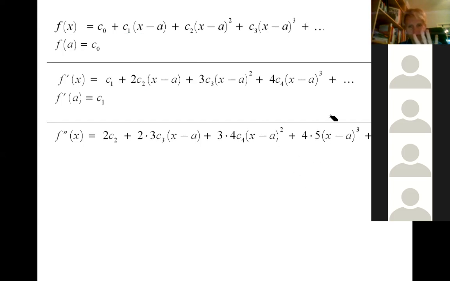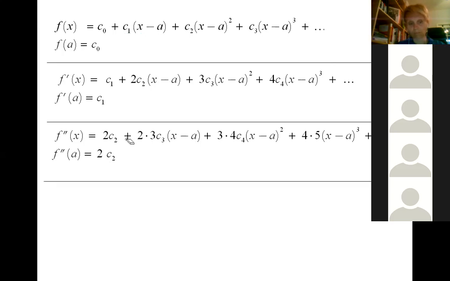You can probably pause the video and think about the derivatives, but that's how it is. The same thing, instead of x, a. All of the terms with x being a are gone. That means my second derivative at a is 2 c sub 2. What I'm trying to do is get the connection between a function, or maybe even the derivatives, and the coefficients. F of a is c sub 0. F prime at a is c sub 1. F double prime at a is 2 c sub 2.